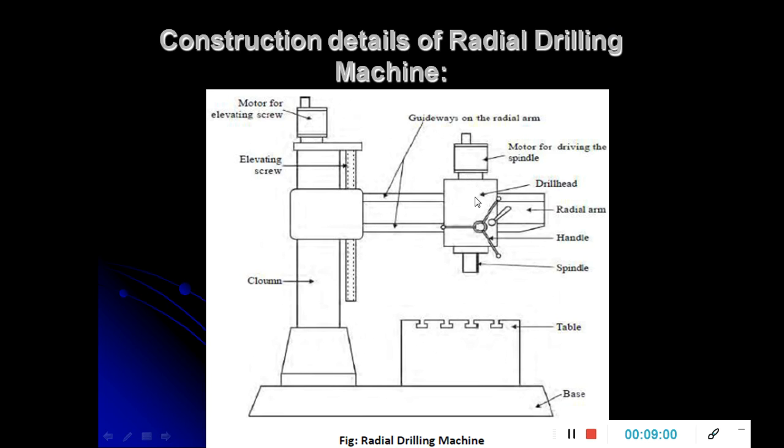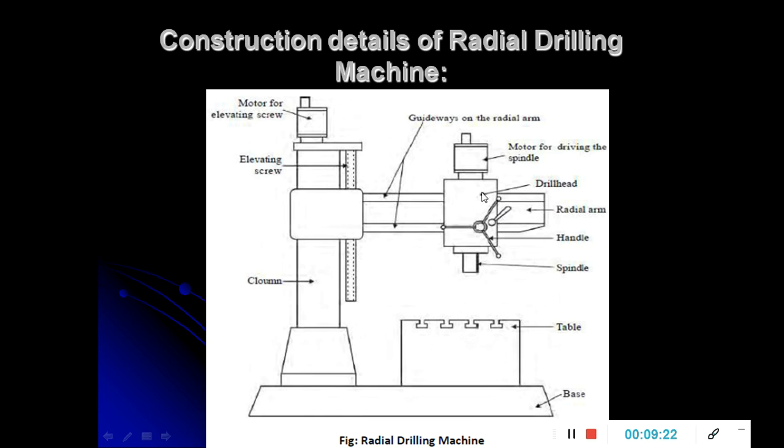Here the third important part is known as the drill head. So the drill head is directly mounted on guideways made on the radial arm. This drill head can be moved to and fro on the radial arm to accommodate the different position of workpieces to be drilled without changing the setting.